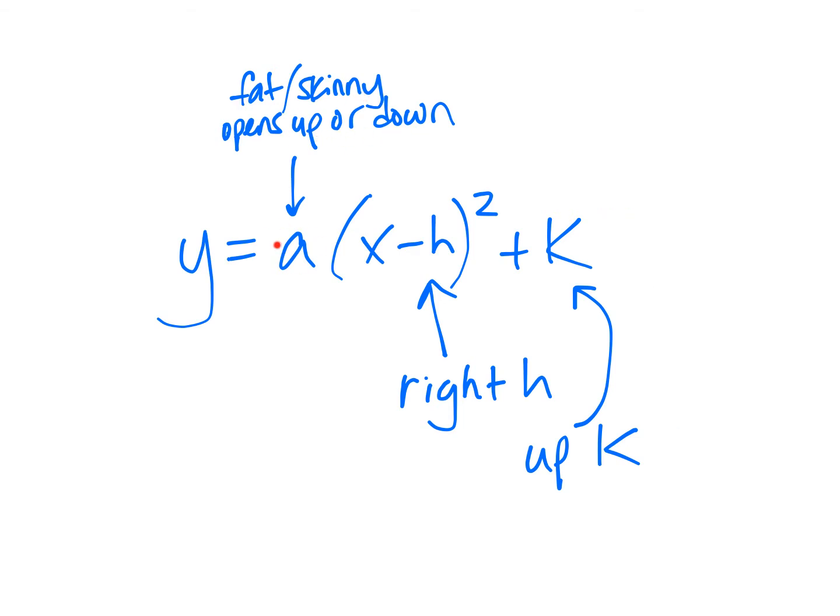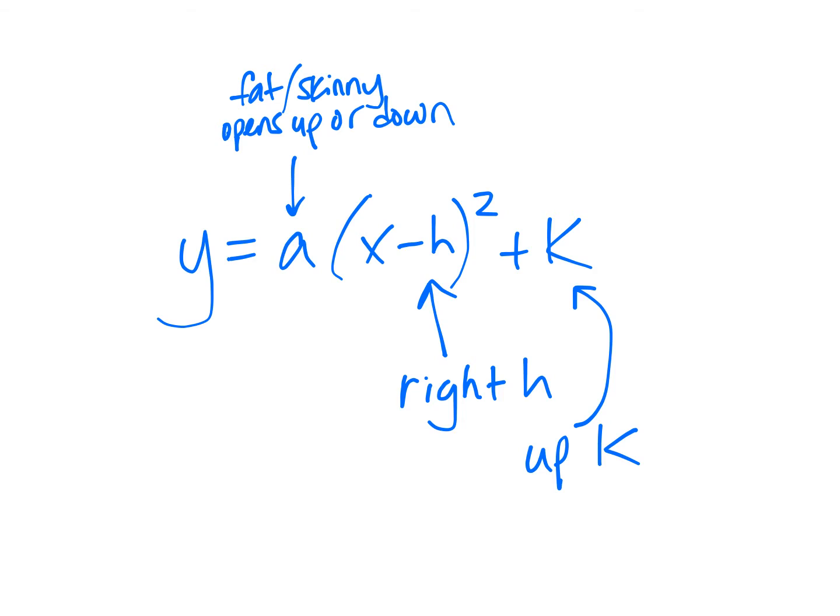So if a is positive, that's your normal U-looking shape. If a is negative, that tells you that your U is upside down. It looks kind of like an N. Remember that the negative h inside the parentheses actually means right h. So if this was a positive h, that would move left, whatever the number h was.